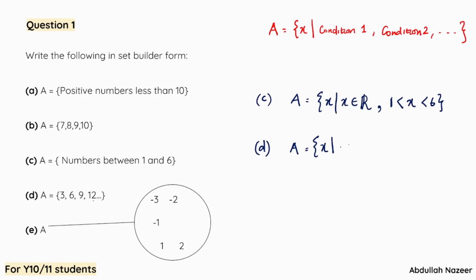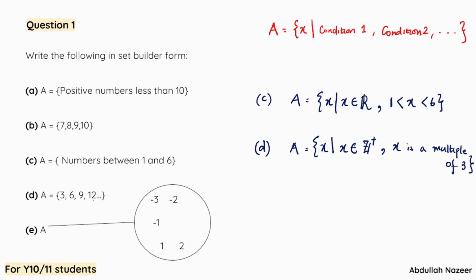So first let's define that. x is an element of, or x belongs to, the positive whole numbers, right? Because multiples of 3 can also go behind 0: negative 3, negative 6 are also multiples of 3, right? So we need to mention we are only talking about the positive multiples, and then we can say x is a multiple of 3, right?